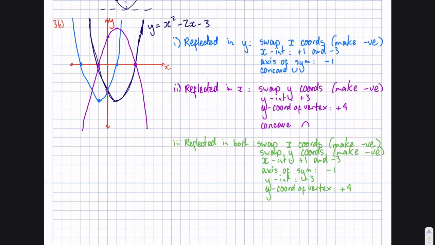Which means my x-intercepts, +1, -3. Y-intercept, +3. Axis of symmetry, -1. Y-coordinate, +4. We get rid of those. So I know it's turning here. And that's that.